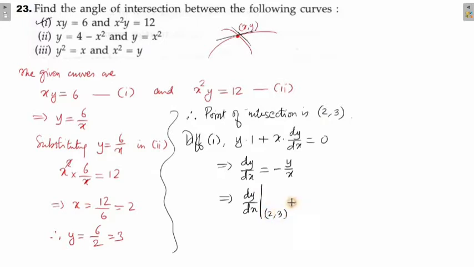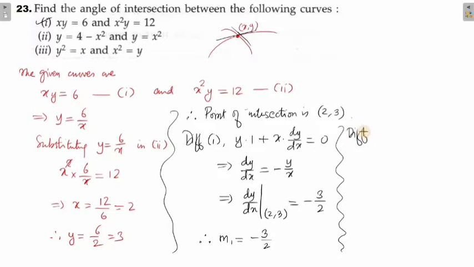So your slope is going to be, x is 2, y is 3, so it's going to be minus 3 by 2. Therefore the slope of the tangent of the first curve, let me call this m1. So m1 is minus 3 by 2. Remember, the slope of the tangent to curve 1 at 2, 3 turns out to be minus 3 by 2. Now similarly, I don't have space here, but still I'll try to do this.